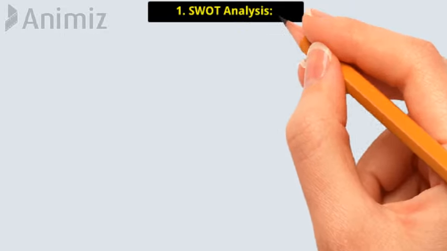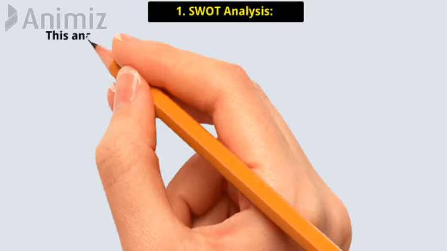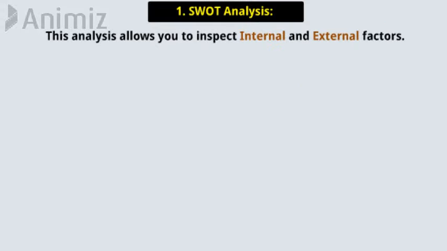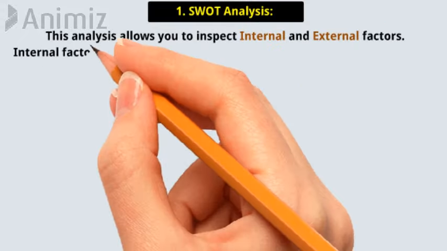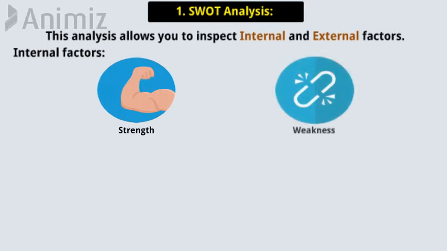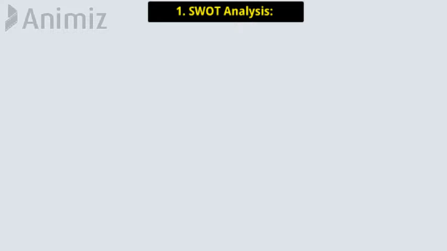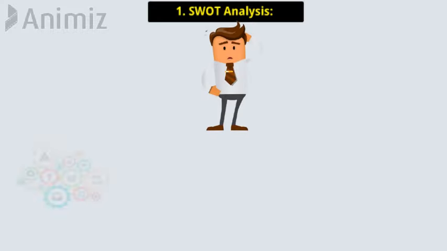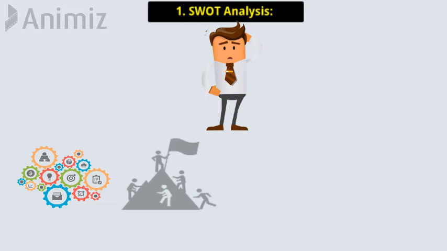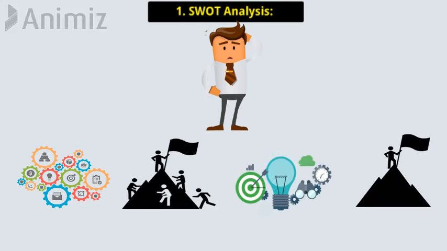1. SWOT Analysis. This analysis allows you to inspect internal and external factors. Internal factors are basically the strengths and weaknesses that are present in your organization. External factors are basically the positive and the negative factors, which are opportunities and threats respectively, that are present outside of your organization. The SWOT method helps leaders decide whether the organization's resources and abilities will be useful in the competitive environment, and to improve the strategies to remain successful in this environment.